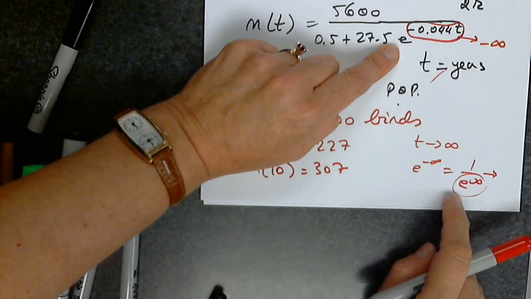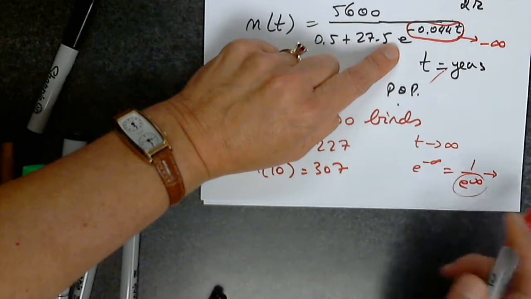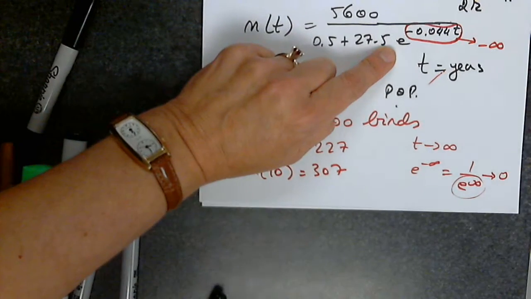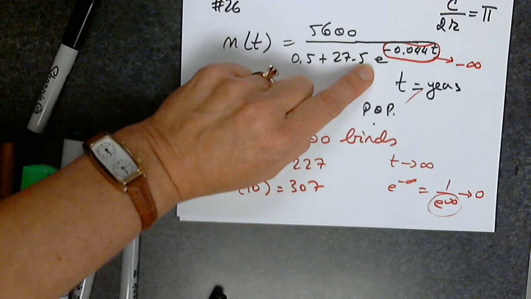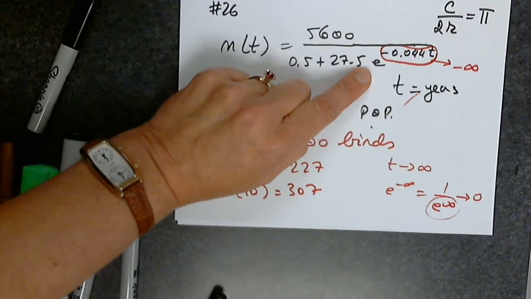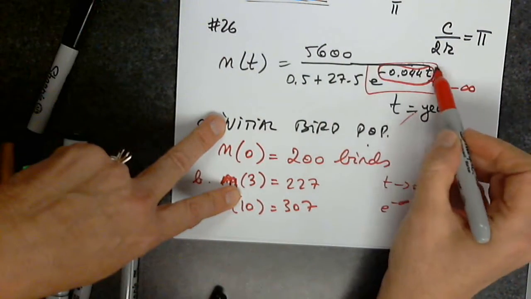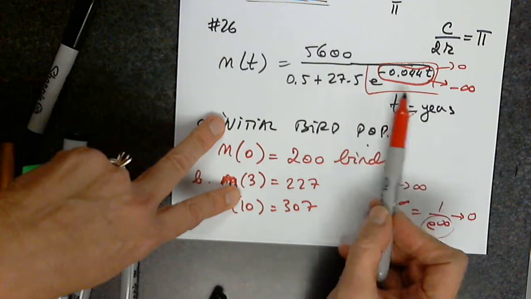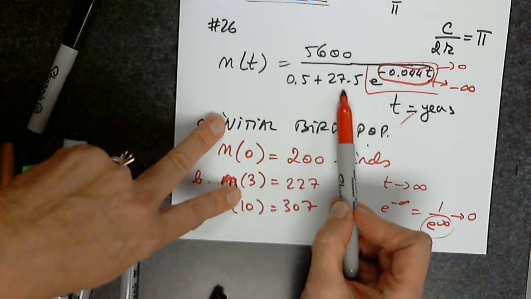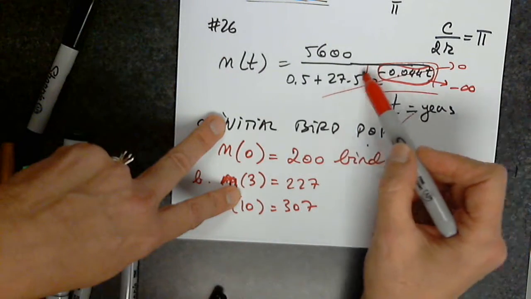1 over humongous. 0, right. Because imagine you have $1, you want to share it with everybody on the planet. How much will you give to everybody? Almost nothing, correct. So then if this thing approaches 0, then how much is 0 times 27.5? 0. So all this goes away.